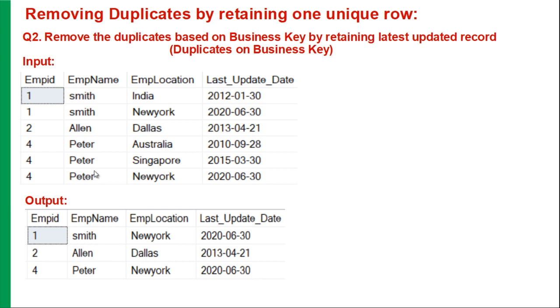Here is the same case for the employee ID 4. The ID is same, but the other attributes of the ID 4 are different. And the output is this one. So we are basically removing the duplicates from the ID 1 and the 4. Let's see how to achieve this by writing a SQL query.